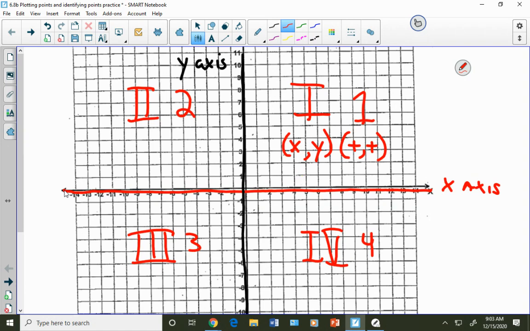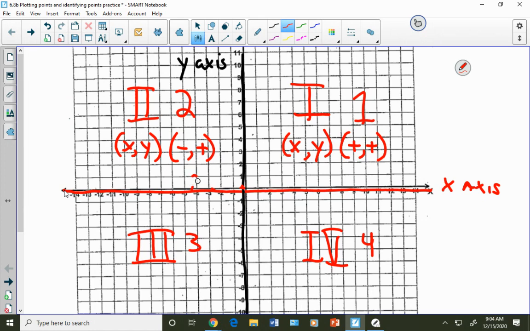In quadrant 2, we go left on x, so x has to be negative because we went left. And we go up for y, so y has to be positive. So every number in this quadrant will be a negative, positive. Example, negative 5, 4. First number, x, is negative. Second number, y, is positive. So this point would have to be in this quadrant. Okay. How about quadrant 3?